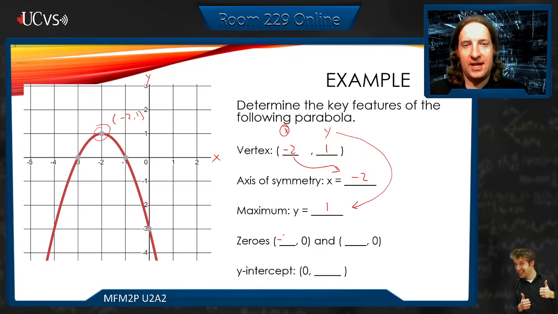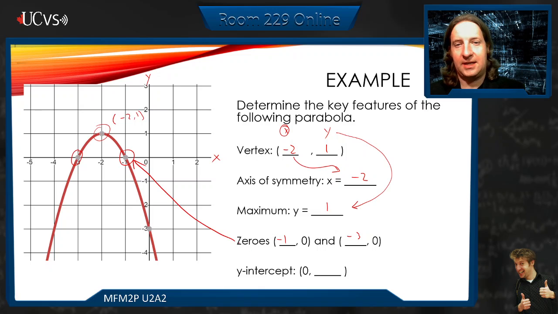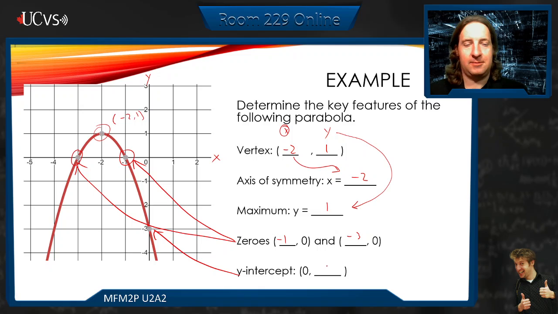Zeros are (-1, 0) and (-3, 0). That's where I'm hitting my x-axis. And my y-intercept is where I hit my y-axis, which is going to be (0, -3). And we're done. That's it. Basically all this is looking at a graph, finding points on it, and writing them in the right spot. I think you should be okay with that. Any questions, feel free to ask.